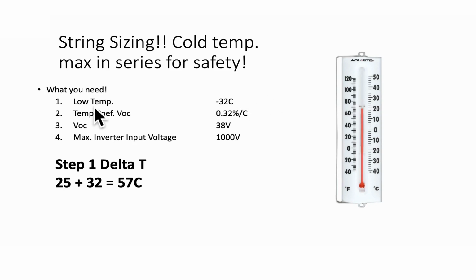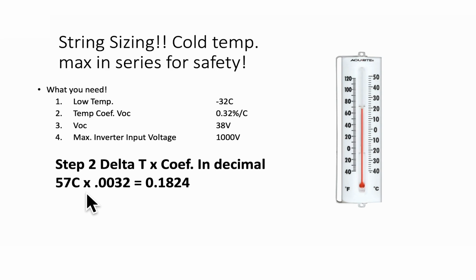And these are the 4 things that we need for string sizing. The low temperature, the coefficient of VOC, the VOC, and the max inverter input voltage. So we wanted that delta T. We took 25 plus 32, and we can go on to step 2 here.